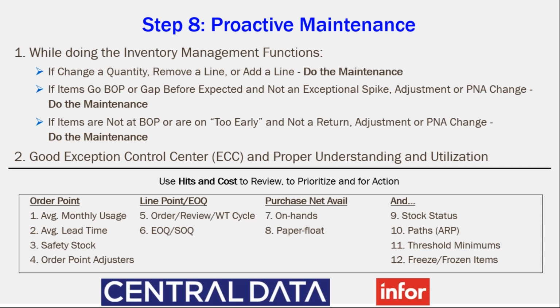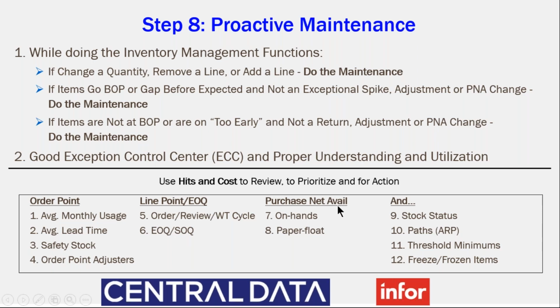whether you're changing your parameters or changing your data. And then I always like, people get in there and they're going, there's so much with inventory management, Grant. There's not. There is, but there's not. There's 12 areas. It's going to be something with your usage, your lead time, your safety stock, or your adjusters for order point. On the line point, it's going to be something with your review cycle or your EOQ. Or your purchase not available.